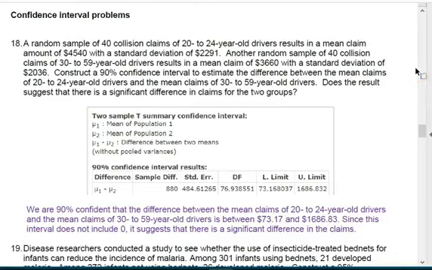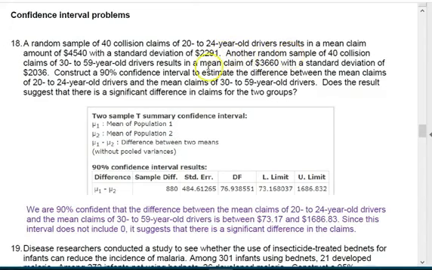This is part 2 of the Unit 3 review for Applied Stats. This part is about confidence interval problems. These are going to be ones that involve two samples. So the first one is the same example we looked at with hypothesis testing.